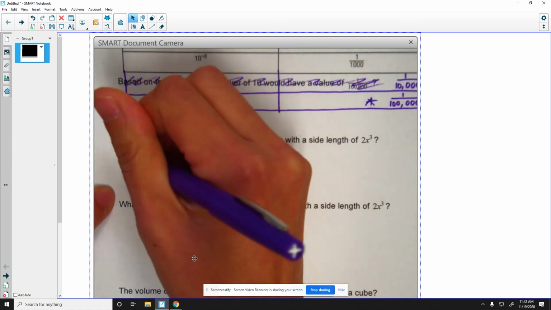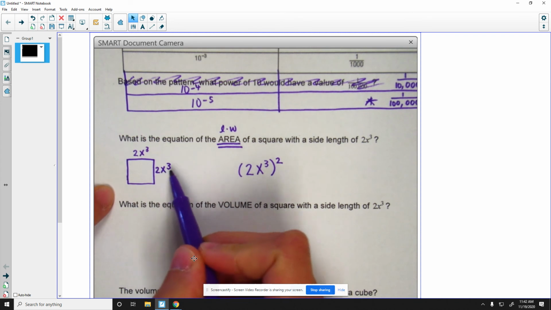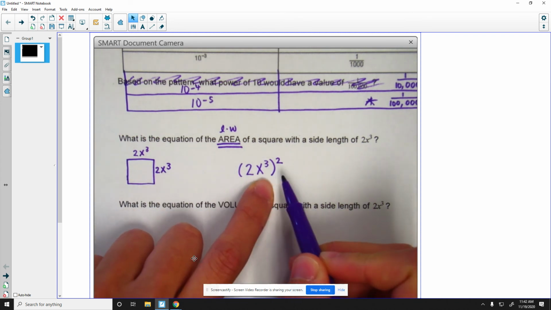But if this is 2x to the third, this is also 2x to the third because it's a square. So technically, aren't I doing 2x to the third times 2x to the third? So that's why I'm actually just squaring it.